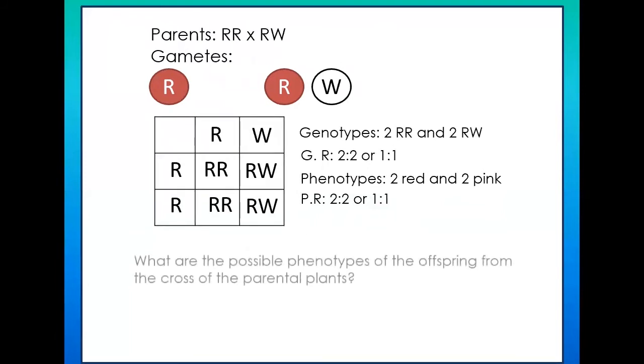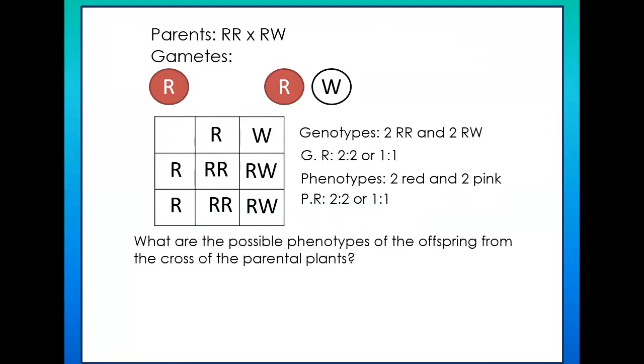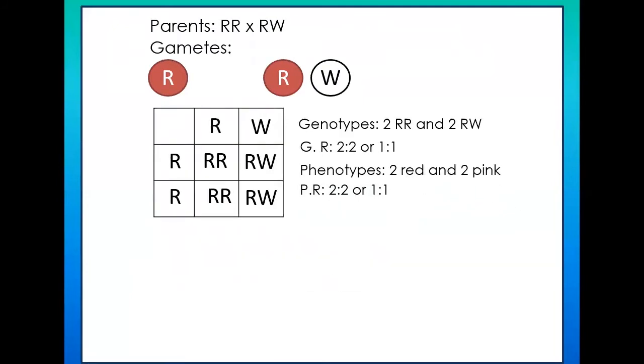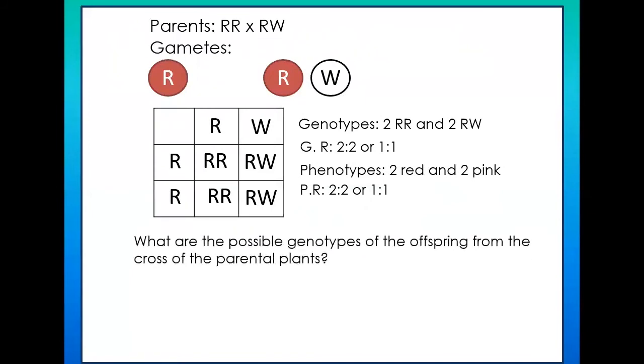For the third question, what are the possible phenotypes of the offspring from the cross of the parental plants? These are the phenotypes. From our solution, we have red and pink. Now for the last question, what are the possible genotypes of the offspring from the cross of the parental plants? These are the genotypes, the ones I'm pointing out using my cursor. So we have homozygous red and heterozygous pink.